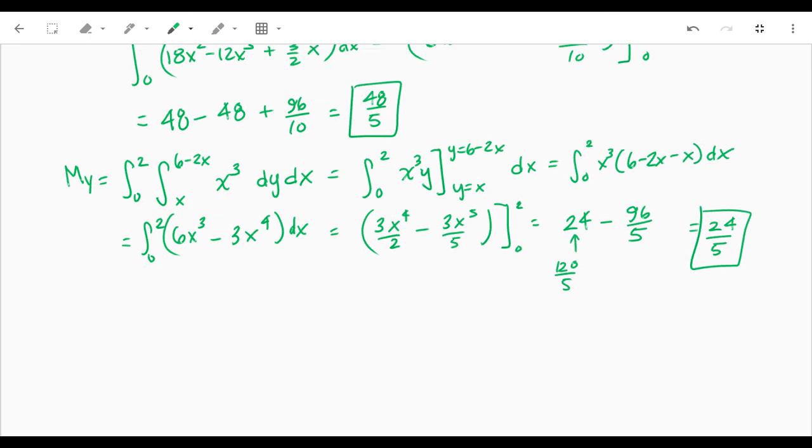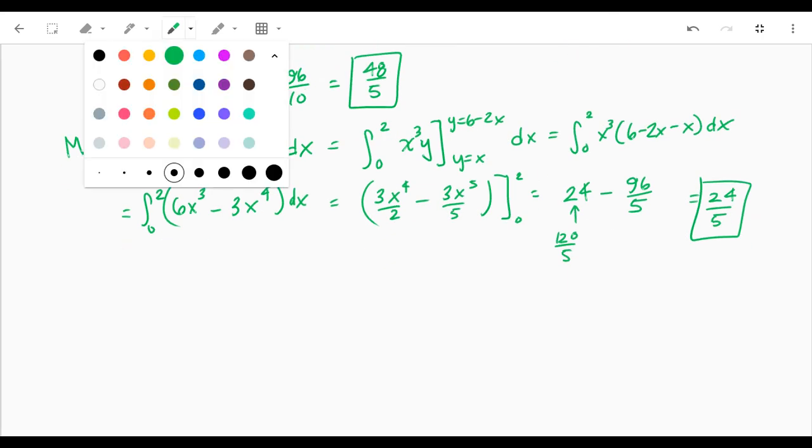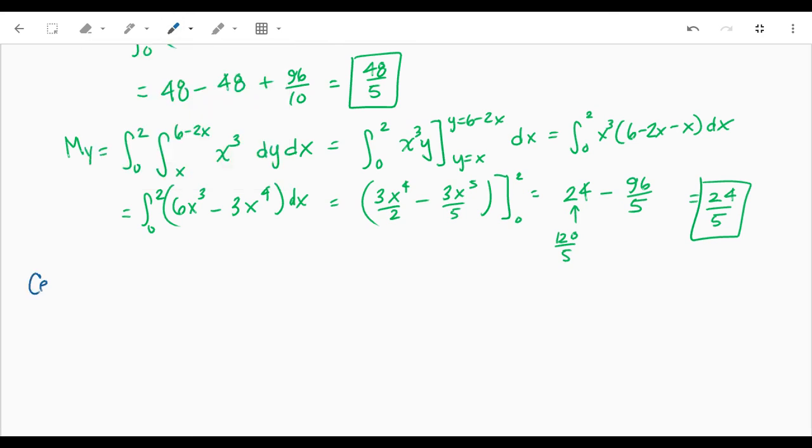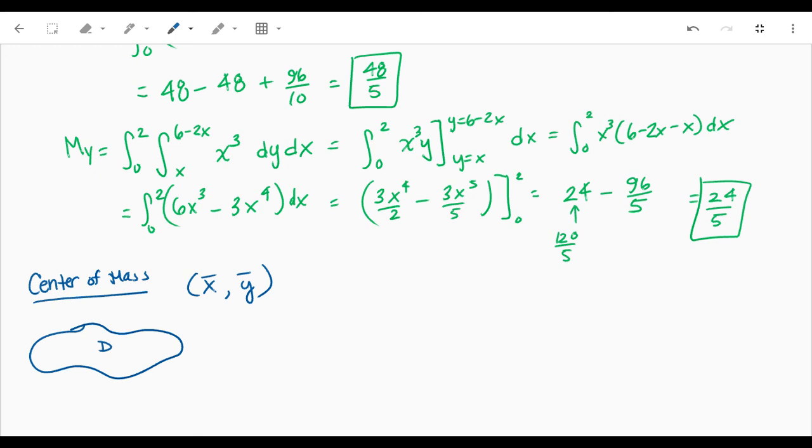All right, moving on to our next application is center of mass. Okay, now this is a pretty important one. The center of mass is kind of like your average x and your average y, but also taking into account your densities. So basically, if you're to take this flat planar lamina and try to balance it, that balance point is x bar, y bar, okay?